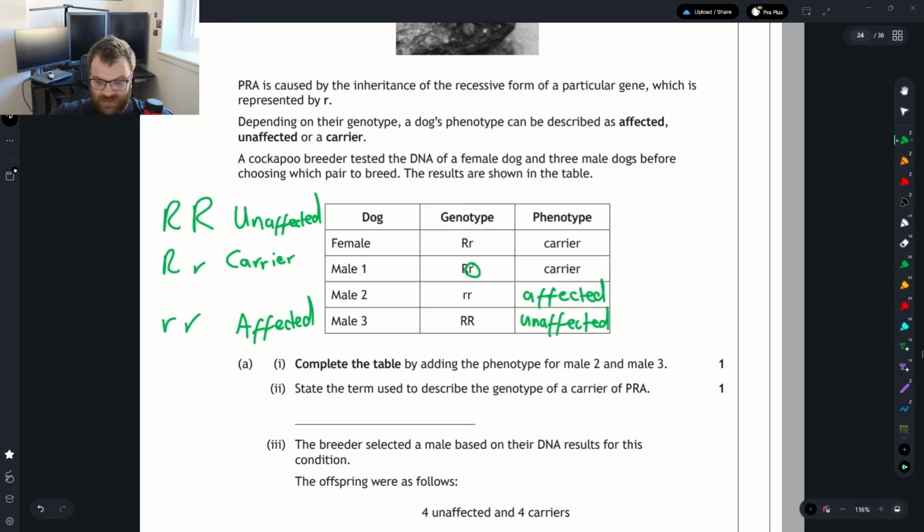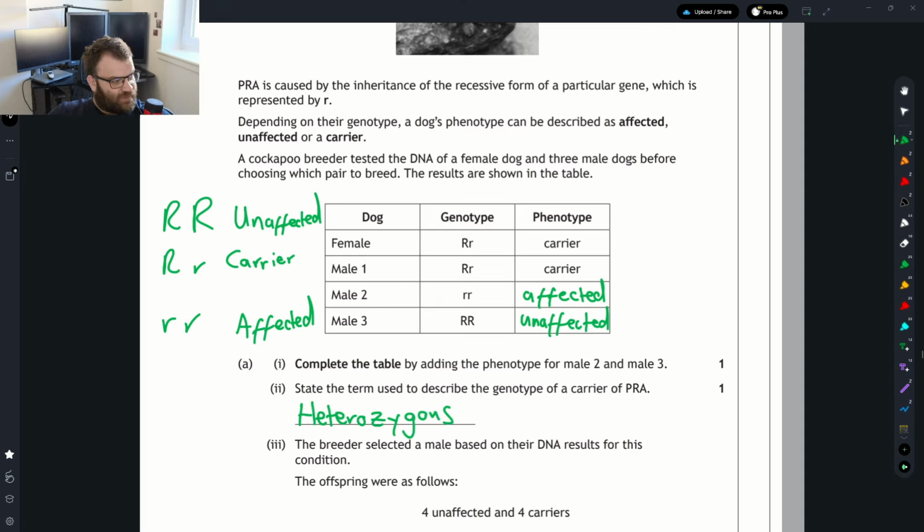Shuffling on, we're asked about different genotypes of them. So we have hetero and homozygous. Homo in science means the same, and hetero means different. So in this one, a carrier has one of each. That will be heterozygous for that one. Next one, the offspring were as follows: 4 unaffected and 4 carriers.